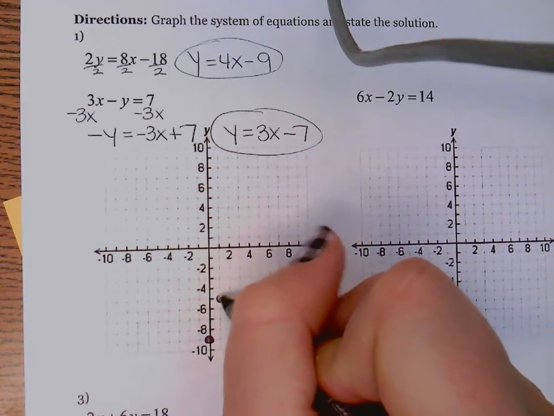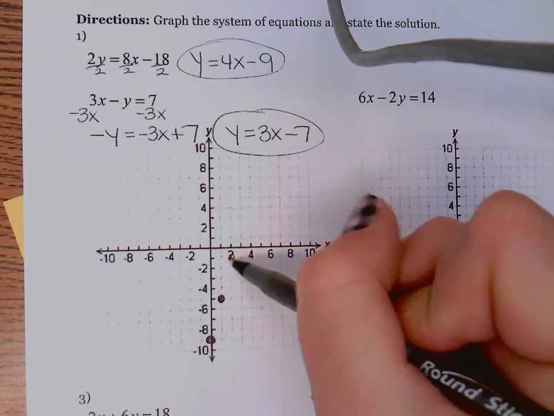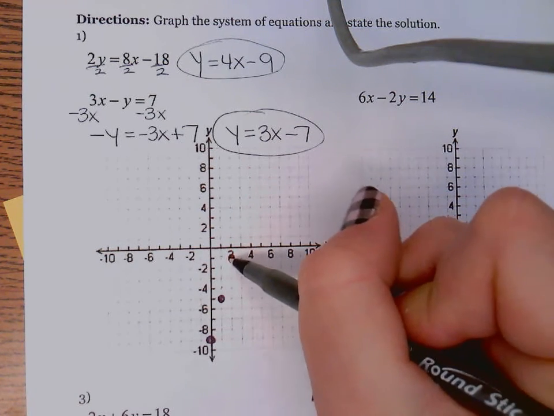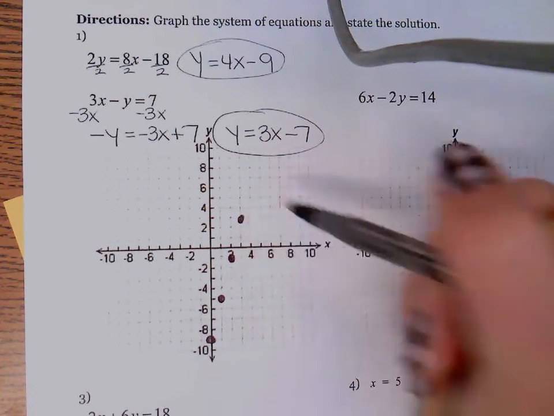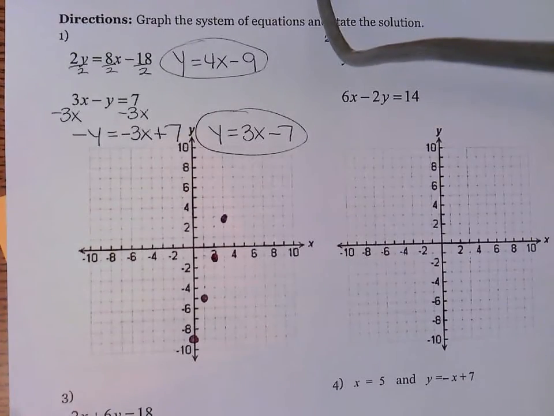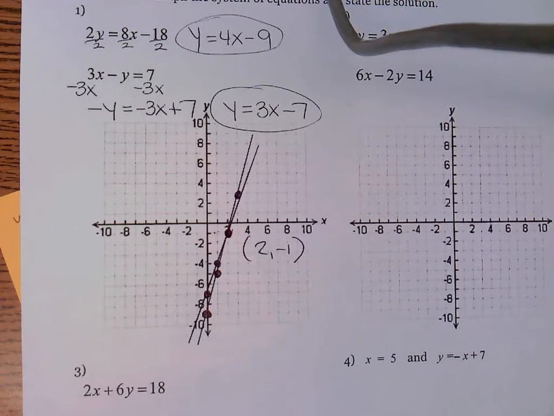I like putting a few points on the graph. 1, 2, 3, 4 over 1. It kind of makes it easier to find the intersection point. 1, 2, 3, 4 over 1. If you want to use a ruler, go for it. They're over there in that bin.